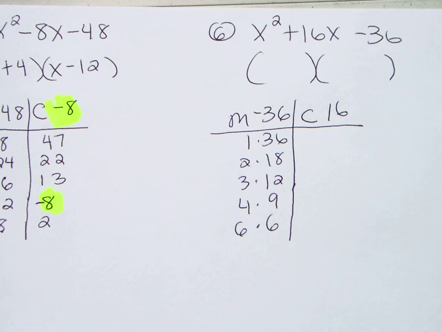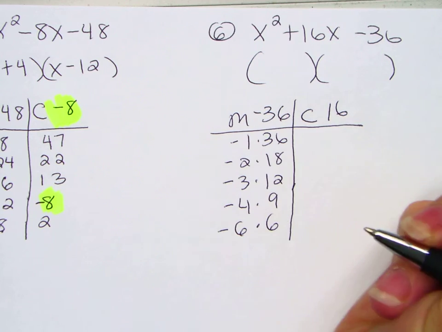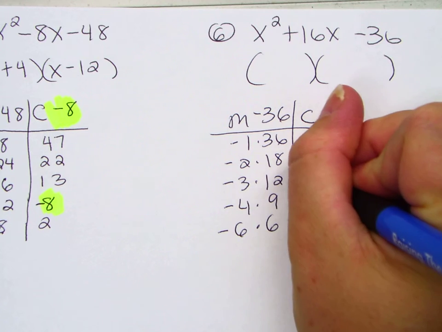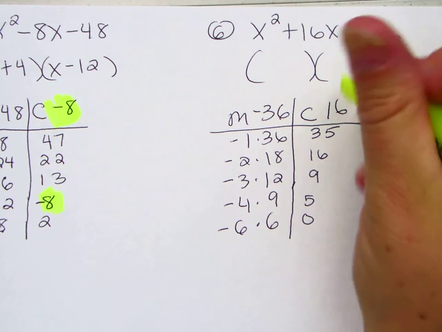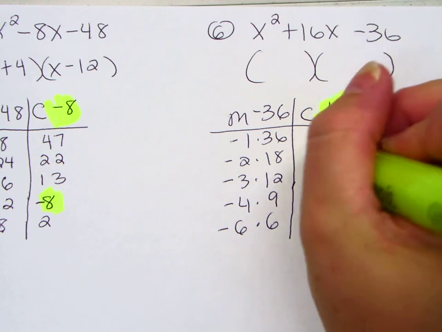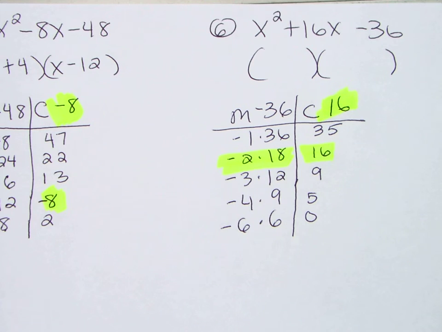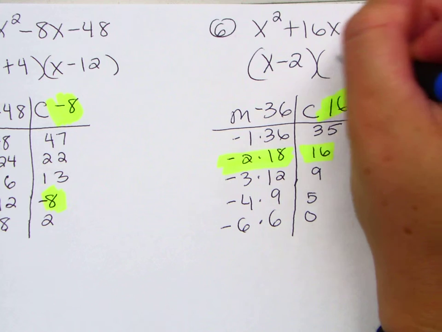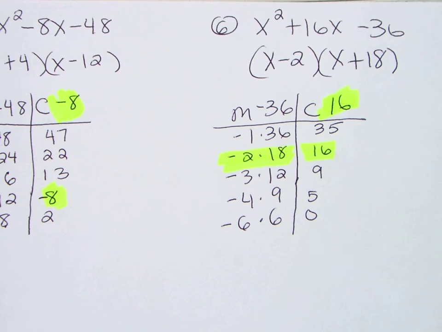Again, we're multiplying to a negative, so how many negatives do we need? 1. Make each of these negative. Okay? You get 35, 16, 9, 5, and 0. So I have 16. Do I have 16? Yeah. So do I have to change anything? No. These are my correct numbers. There's no signs being messed up. So x minus 2, x plus 18. Okay? All right.